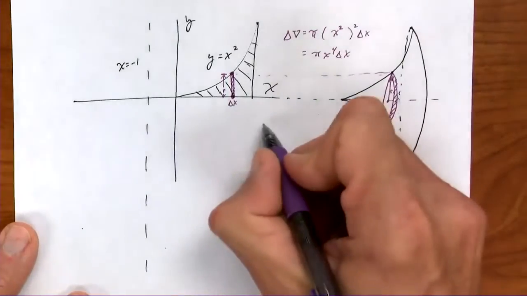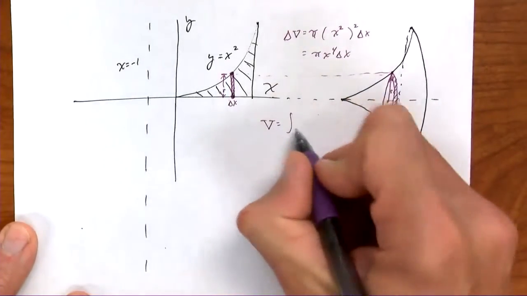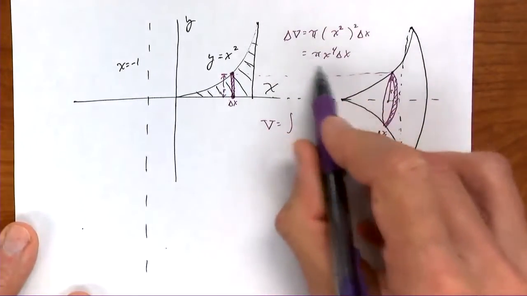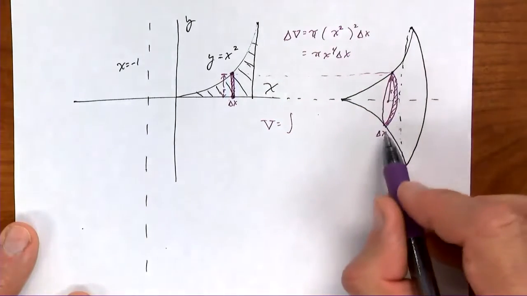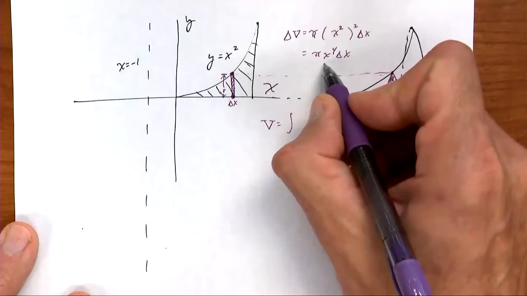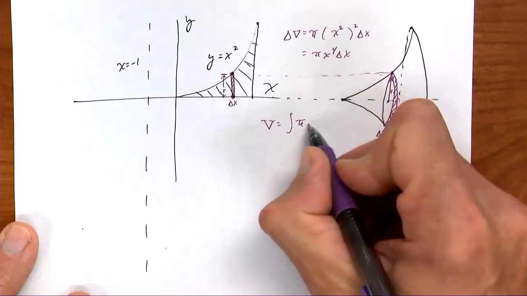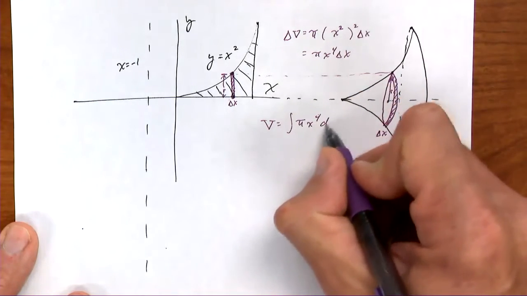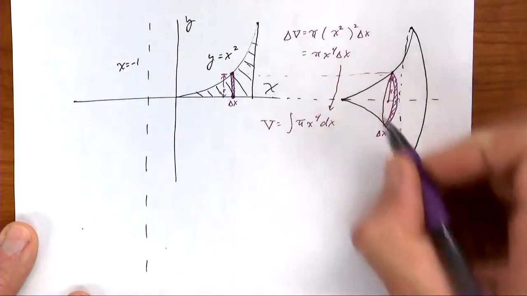The overall volume then, to find our overall volume, what we do is add up the volume of all these slices and take the limit as delta x goes to 0. We do that in the form of an integral. So all this stuff is going to get integrated. Pi x to the 4th. Delta x becomes a dx.